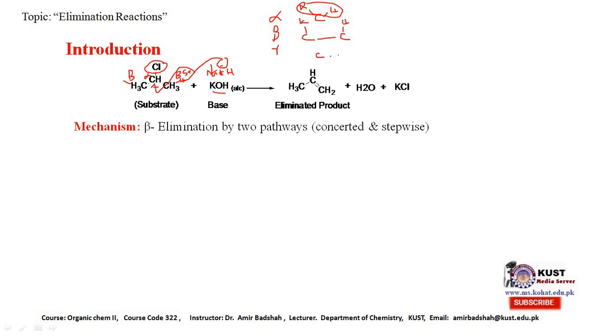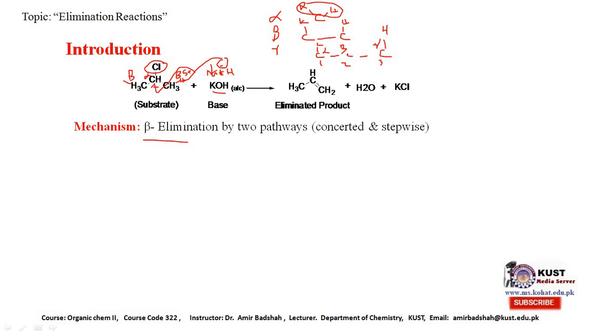But if hydrogen is abstracted from a position which is the third position from the alpha carbon, for example this is the alpha carbon having a leaving group, this is 1, 2 and 3. If it is abstracted from the third position, this is the alpha position, this is the beta position, and this is the gamma position, so this is also called gamma elimination. But here we will mainly focus on the beta elimination, where the hydrogen is abstracted from the beta position.